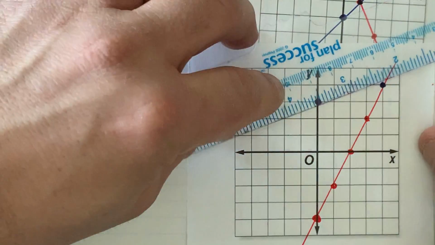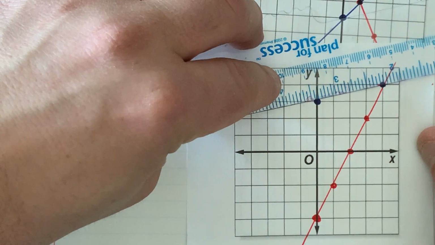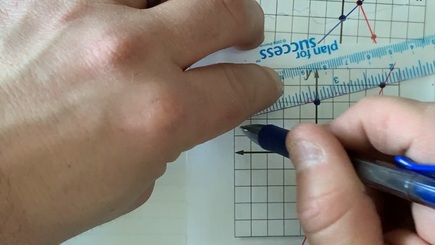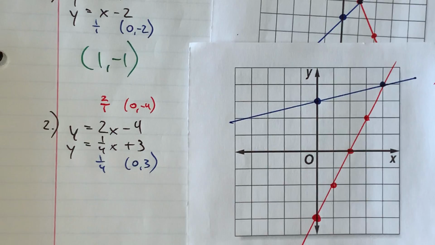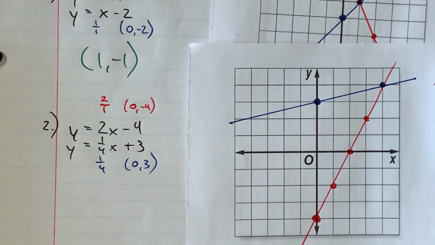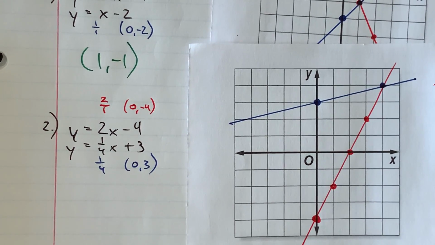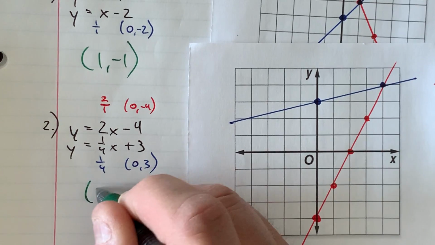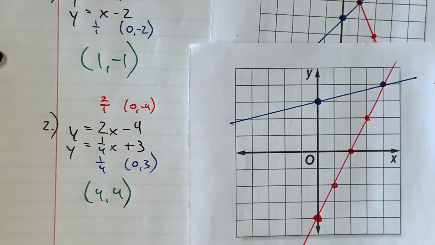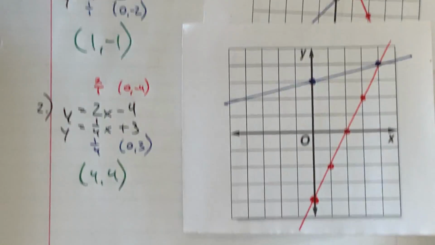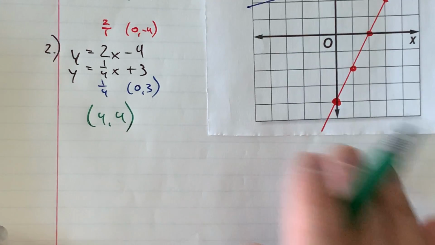I have to draw my line, even though I know where exactly they intersect. It's important to draw my line still, just in case you may have made a mistake or something. And that is our solution point, which happens to be in a perfect spot, (4, 4). I can always check my work.